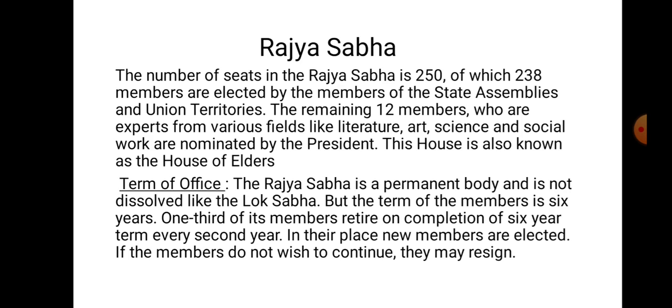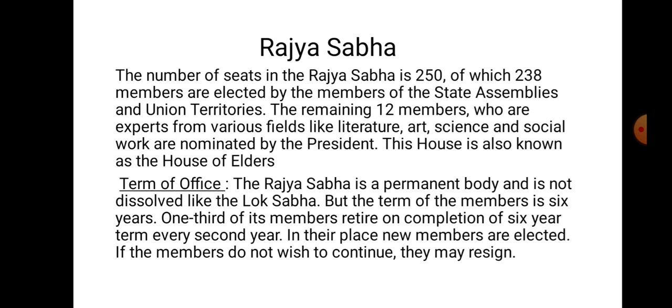So every second year, one third of the members go out from the house, and the new one third members will be added to Rajya Sabha after completing 6 years. That means every member will enjoy the term of 6 years, and once in 2 years, one third of the Rajya Sabha members vacate the house, and one third new members will enter the Rajya Sabha. This is how, since they keep on changing, the house remains the same.